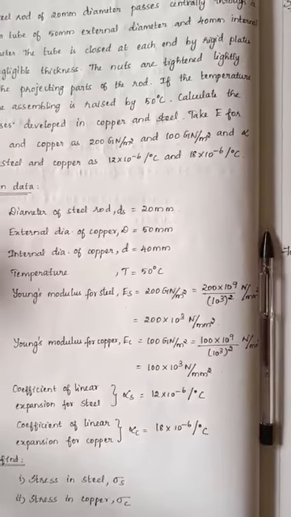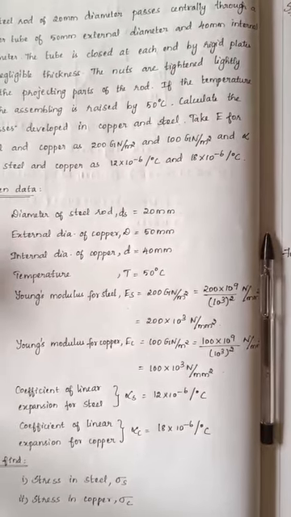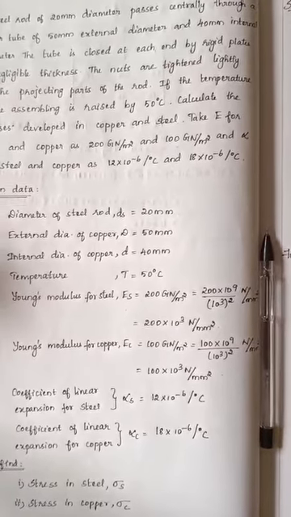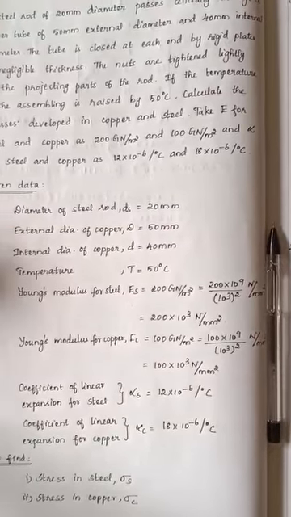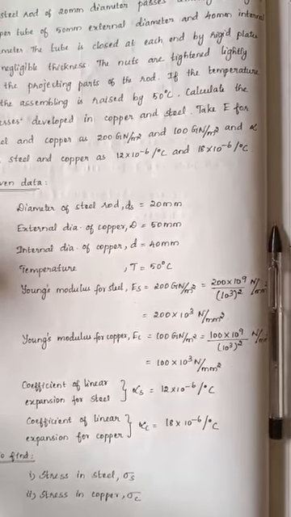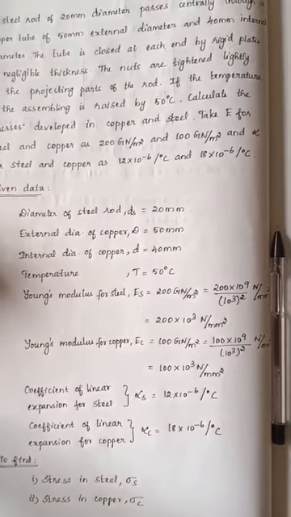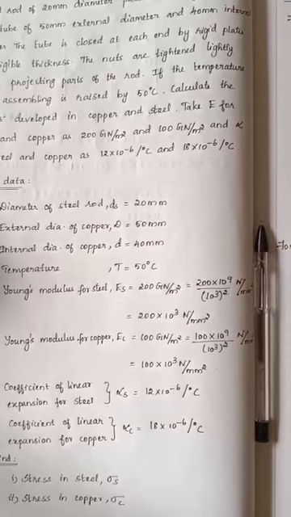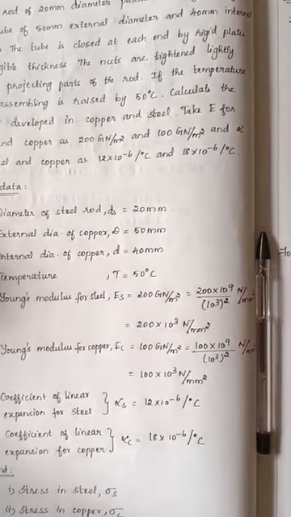Alpha means coefficient of linear expansion. For steel, we denote alpha S equal to 12 into 10 power minus 6 per degree Celsius. Then the coefficient of linear expansion for copper, alpha C equal to 18 into 10 power minus 6 per degree Celsius. In the question, they asked to find the stresses in copper and steel. Therefore, we indicate the stress as sigma. So sigma S and sigma C we have to find out.